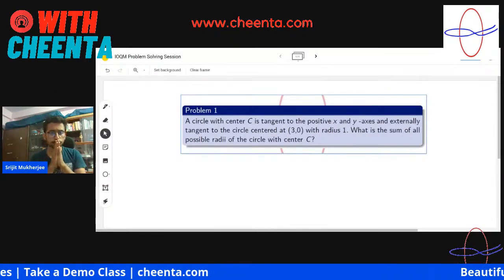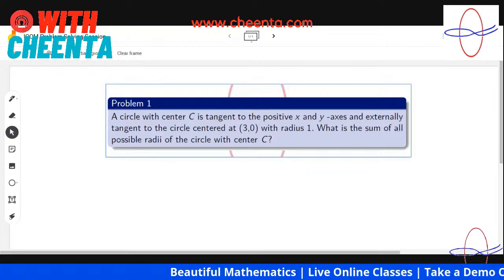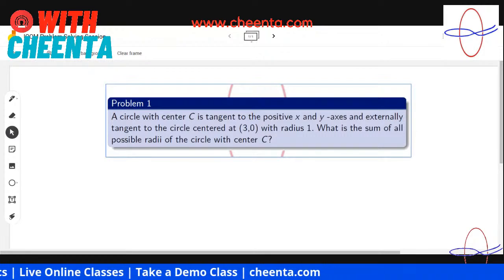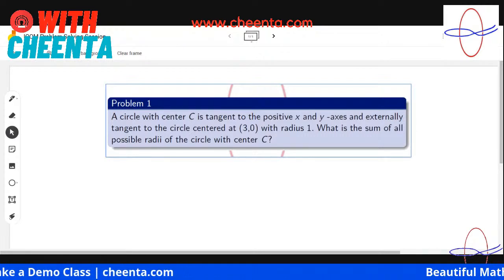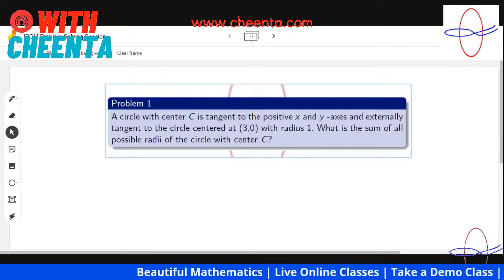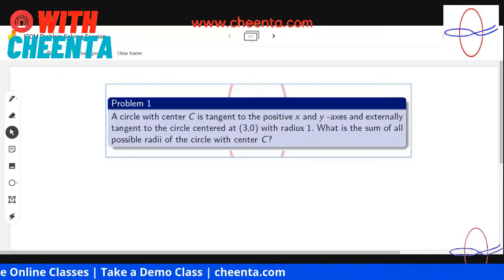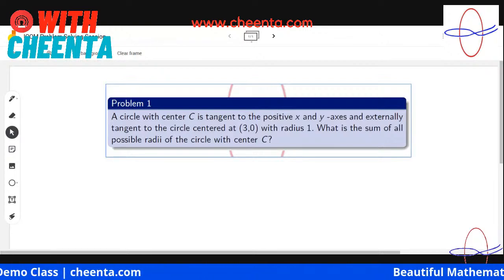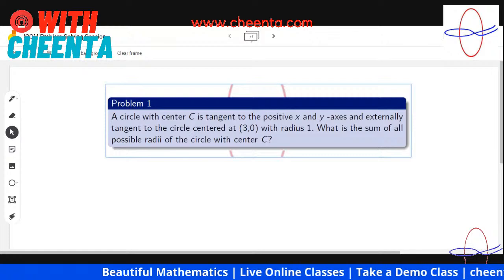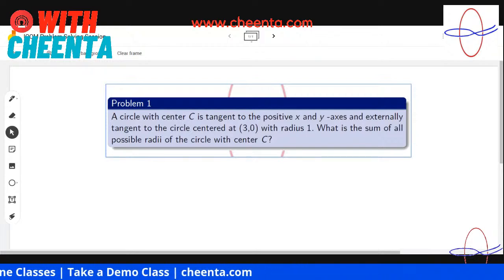Here is problem 1. All of you can see the board. The problem tells you to suppose you take a circle with center C, and it's tangent to the positive x and y axes, externally. The circle is also externally tangent to the circle centered at (3, 0) with radius 1. So what are the possible radii of the circle with center C?